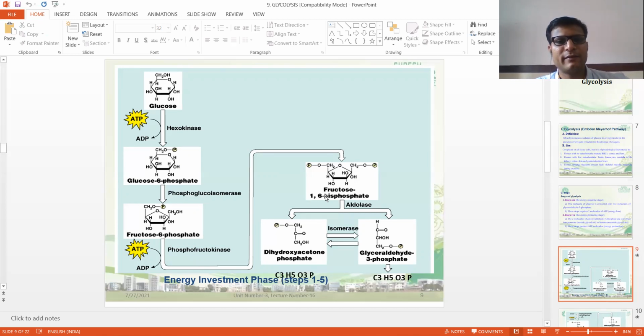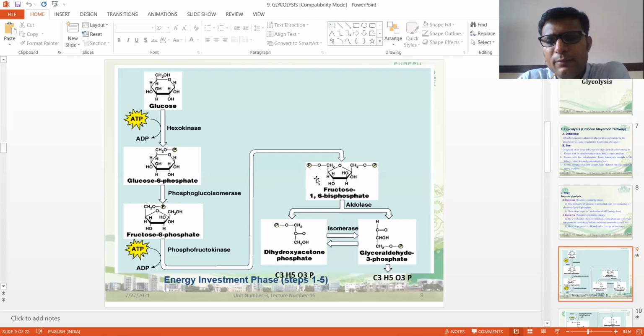So how much energy have we given till now? 2 energy. We studied in the previous slide also that for 1 molecule of glucose, we require 2 ATP to get converted into fructose 1,6 biphosphate. So this is also a bigger molecule.